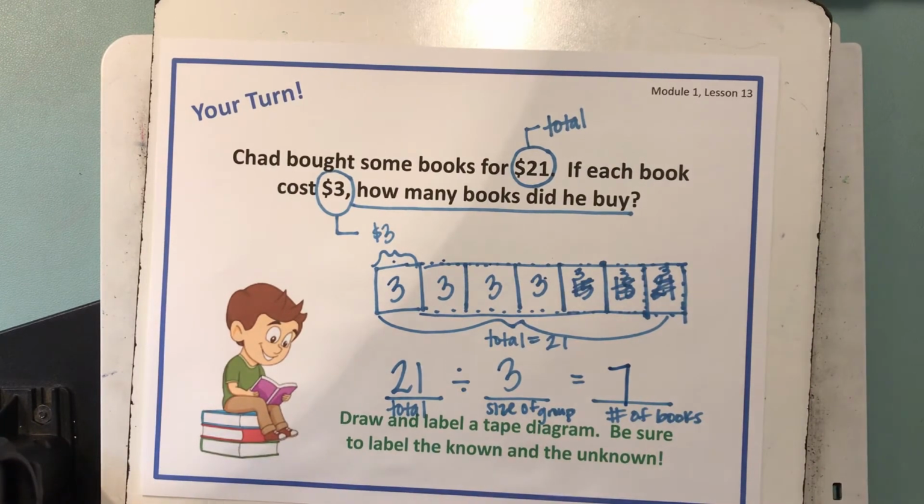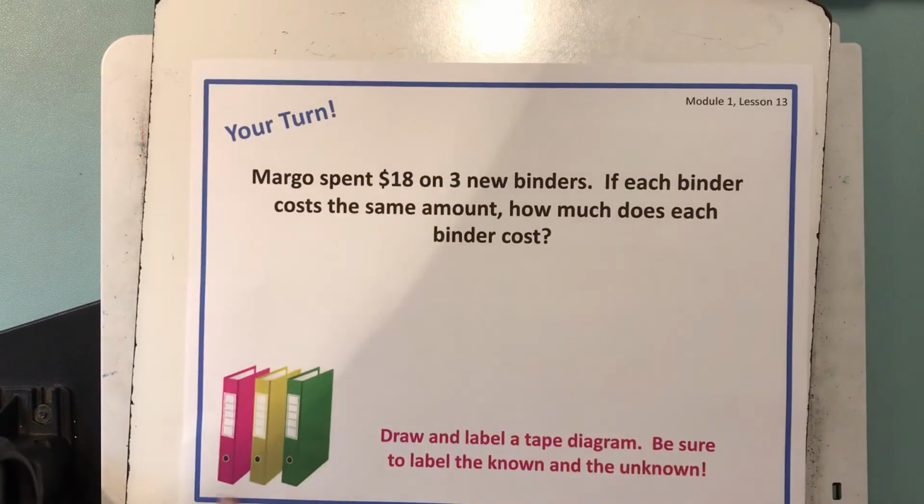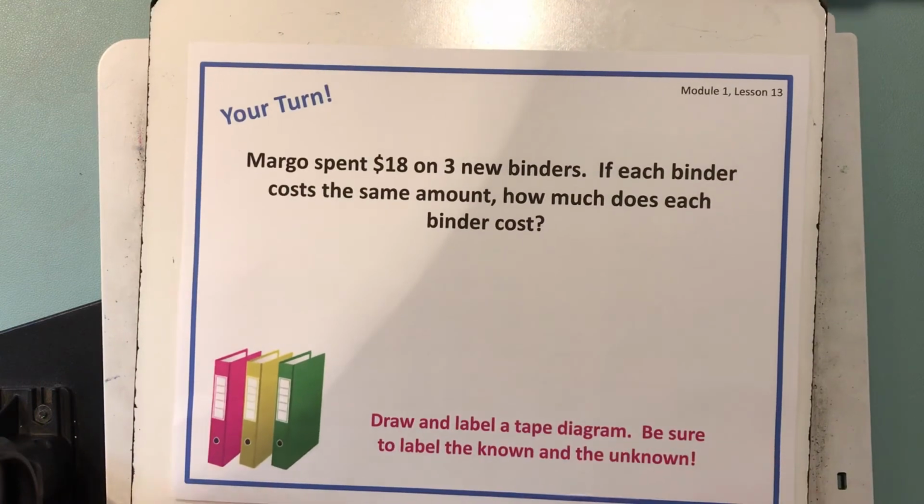Ta-da! So we have 7. How many books did he buy? He bought 7 books. All right, last one, and then you guys will do your independent work.